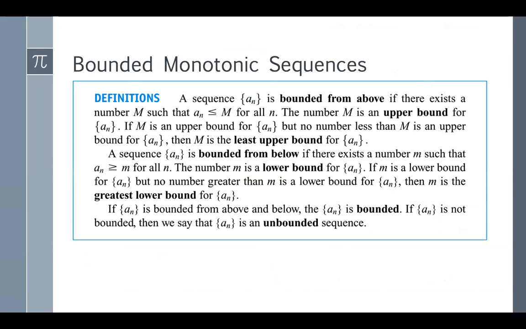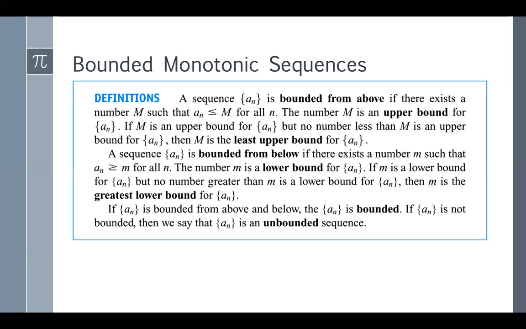A sequence a sub n is bounded from above if there exists a number M such that a sub n is less than or equal to M for all n. In other words, there is an upper limit on the terms of the sequence. The sequence will never exceed this number. That's called an upper bound.